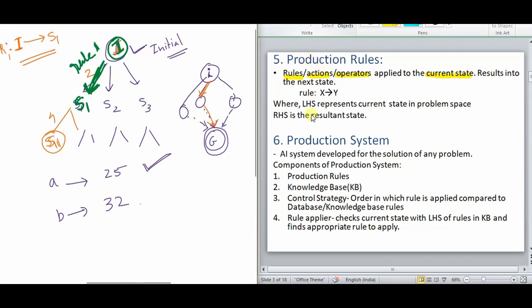So in general, how are the rules written? A rule is written as X implies Y, where the left hand side, X, represents the current state in the problem space, and the right hand side, Y, is the resultant state after the rule is applied. Here I is the current state, and after this rule was applied you reach the S1 state. So I implies S1 means from the current state I, on application of this rule R1, we move to the S1 state. That's the meaning of it.